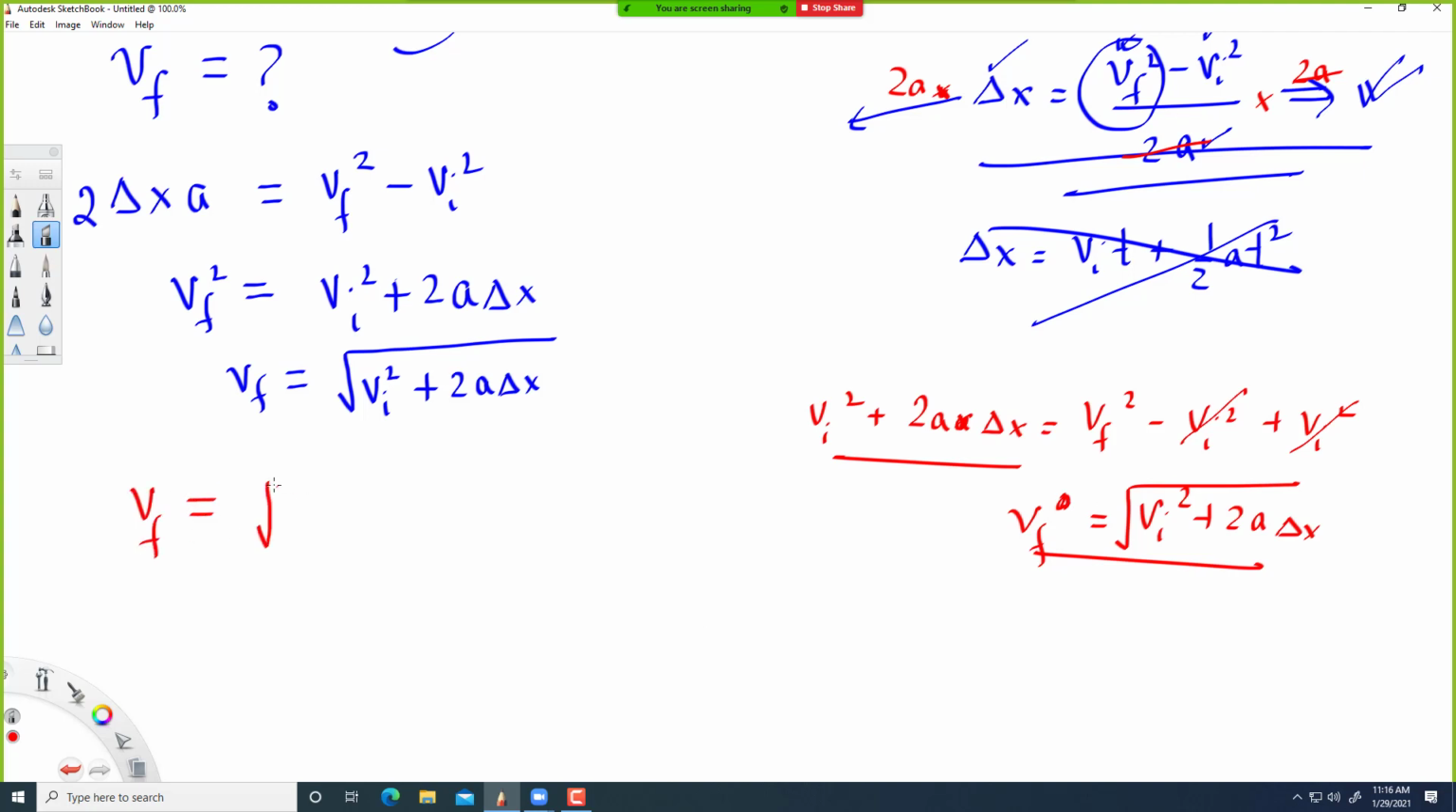Now let's plug in the numbers. Vi is 0, initial velocity. The acceleration of the plane is 2 meters per second squared. It's speeding up, so we don't need to use a minus sign, unlike in the previous one. And delta x is how long we want to run the plane.